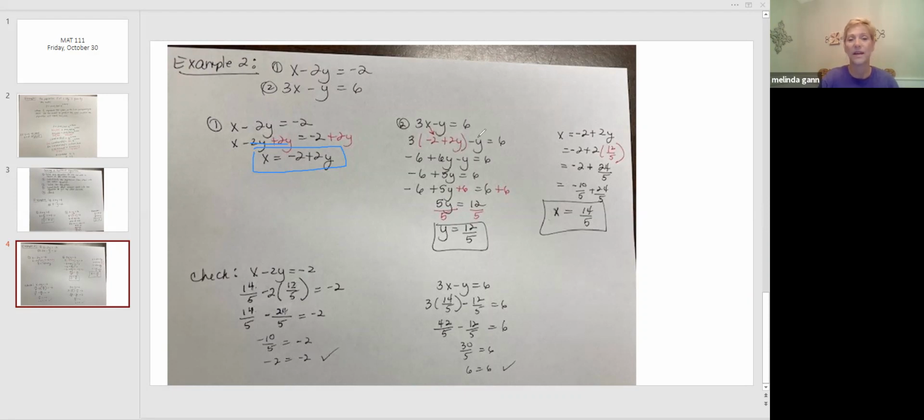Then I just solve this equation. So distributive property of multiplication over addition. So 3 times that negative 2 is going to give me a negative 6. And then 3 times this 2y gives me 6y.